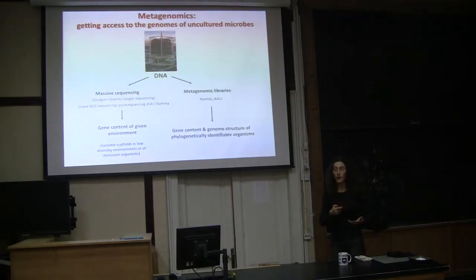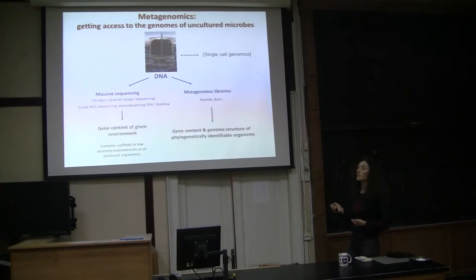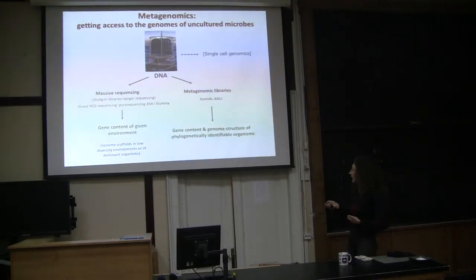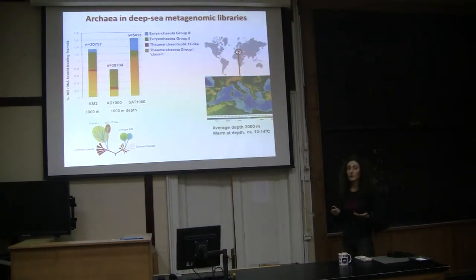And in this way, you can have access potentially to functions and genome structure of that kind of organism that you can now place in a tree. And this is in a sense the same type of information that people are starting to get also by single-cell genomics. For the moment, single-cell genomics provides only partial sequencing of genomes, and this is more or less equivalent.